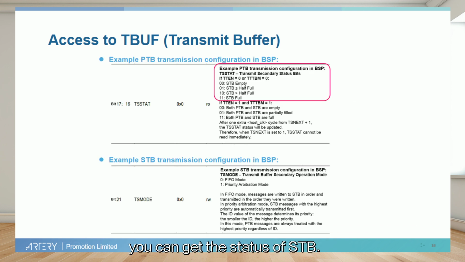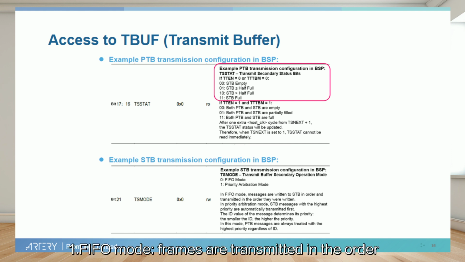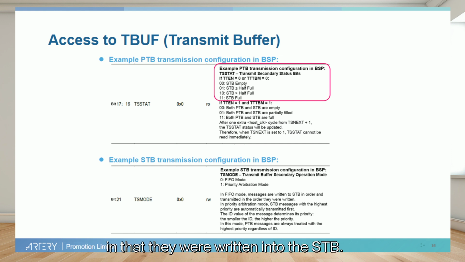With TSSTAT bit, you can get the status of STB. With TSMODE bit, you can set STB priority. First, FIFO mode, frames are transmitted in the order in that they were written into the STB.